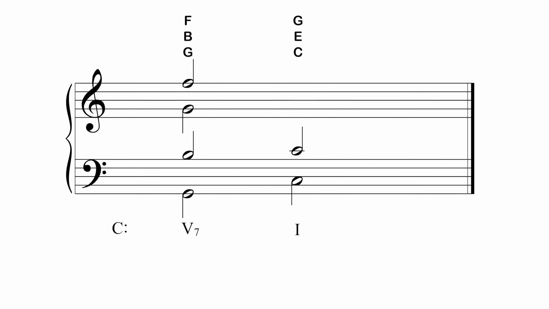The 7th resolves down by step to the 1 chord, so move the F in the soprano to the note E. Keep the common tone G in the alto. All the movement except the bass resolves by step.